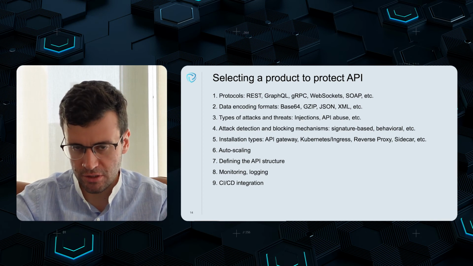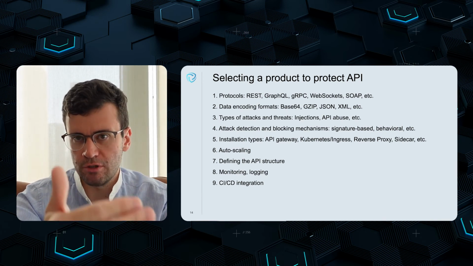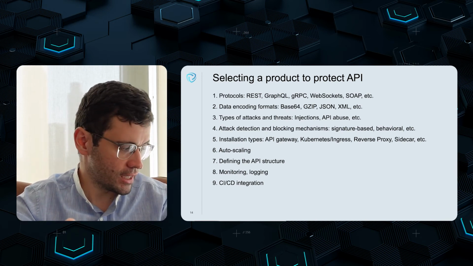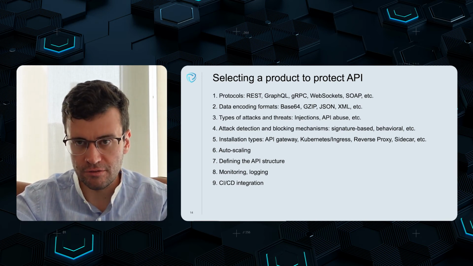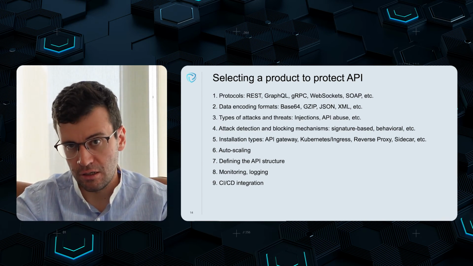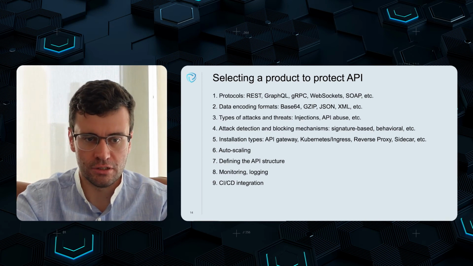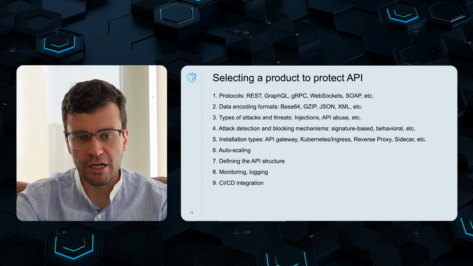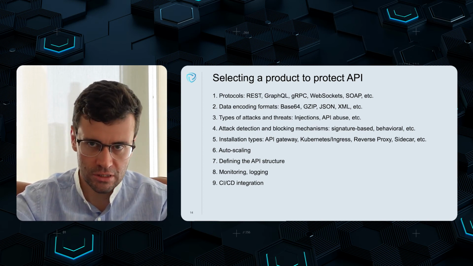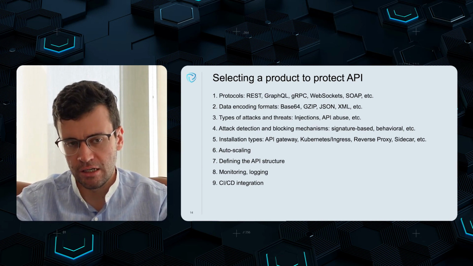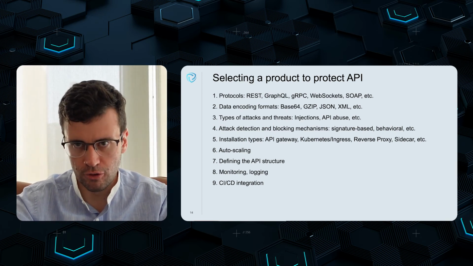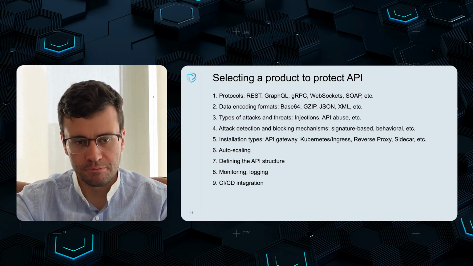The third one is, of course, the types of attacks and threats. For example, injection, API abuse, something I said at the beginning when I was talking about how authentication, authorization, and intrusion protection are spread out in the OWASP API Security Top 10. The fourth one is a mechanism for detecting and blocking attacks. Whether they're signature-based, behavior-based, neural network-based, whatever they are, these are the detection techniques that will work to bring that benefit and to detect intrusions.